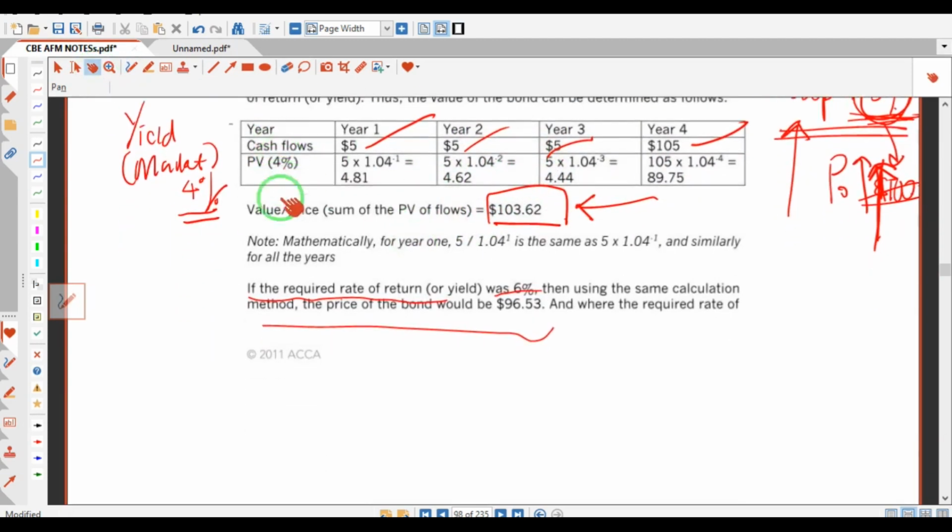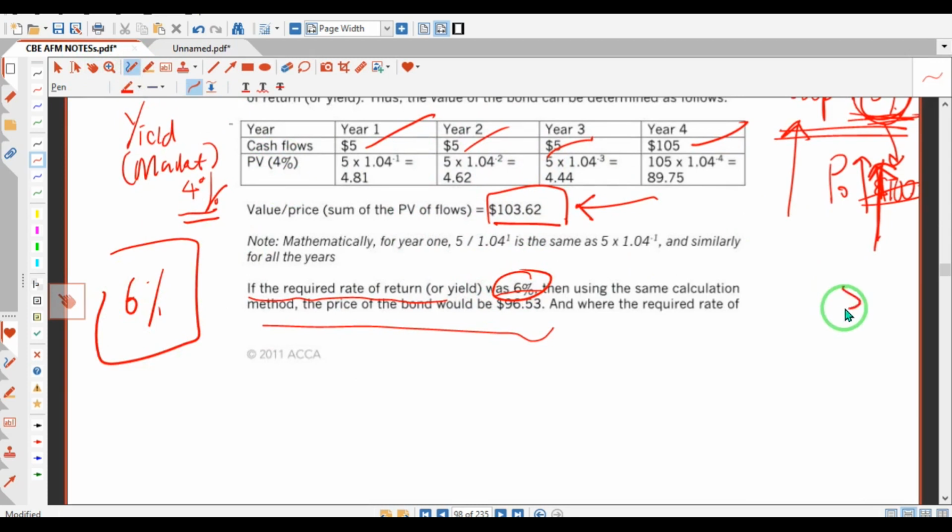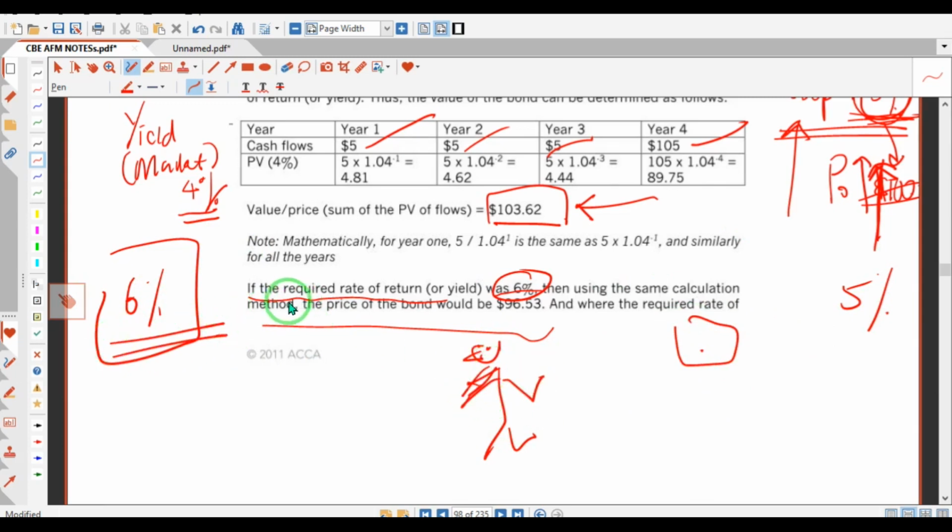If on the other hand the yield is 6%, market is giving 6 but you are giving 5, no one will look at you. Everybody will start to run to the market to invest. All will abandon this ship and run to the market to invest and get 6% return. So what will happen to this particular bond price?